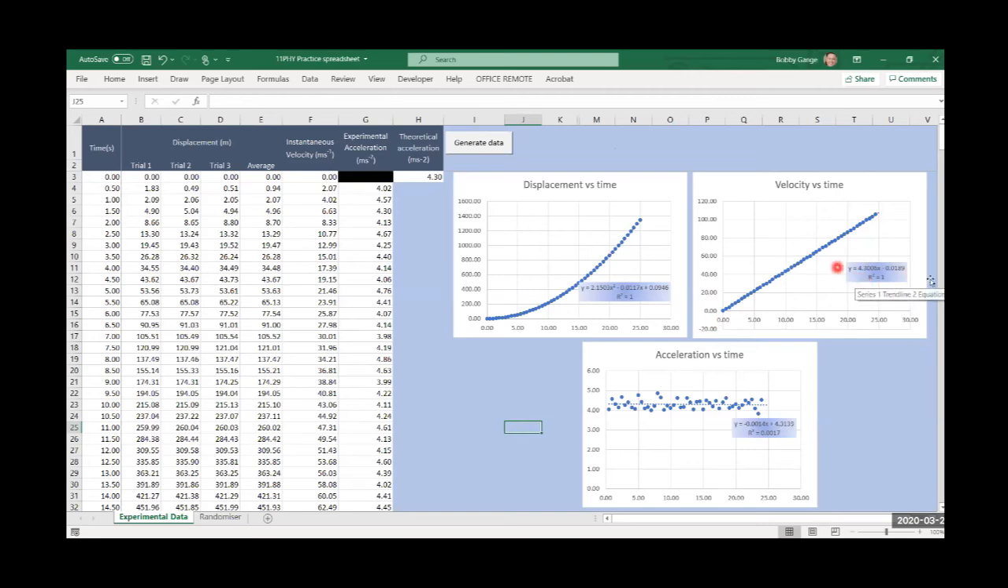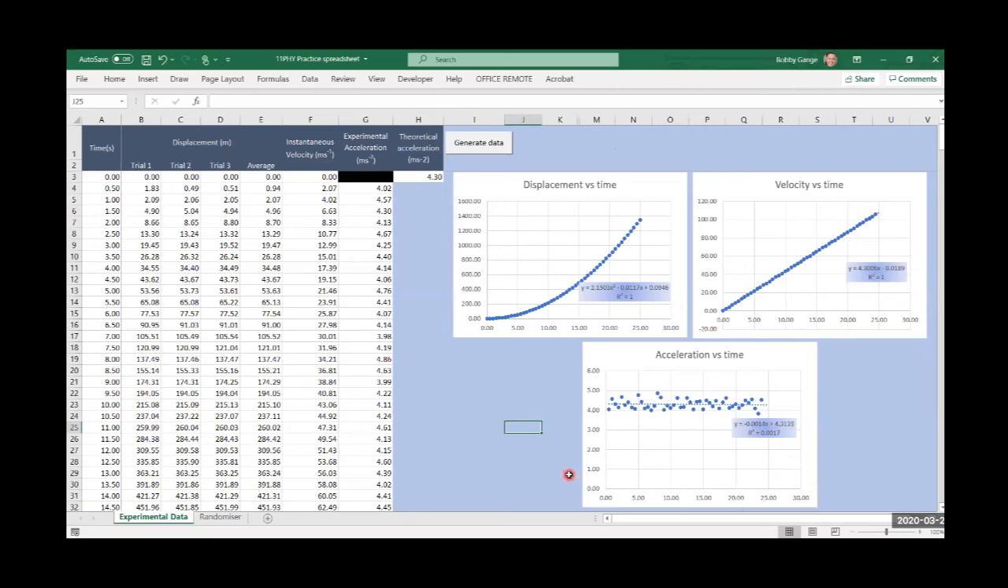What's the gradient according to this? 4.3. 4.3006, yeah? What's the theoretical acceleration? 4.3. 4.30. Okay, so that's working for us.